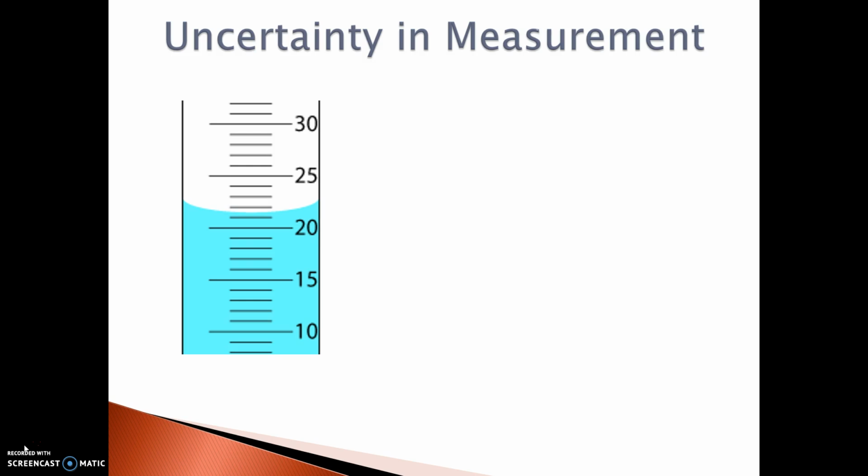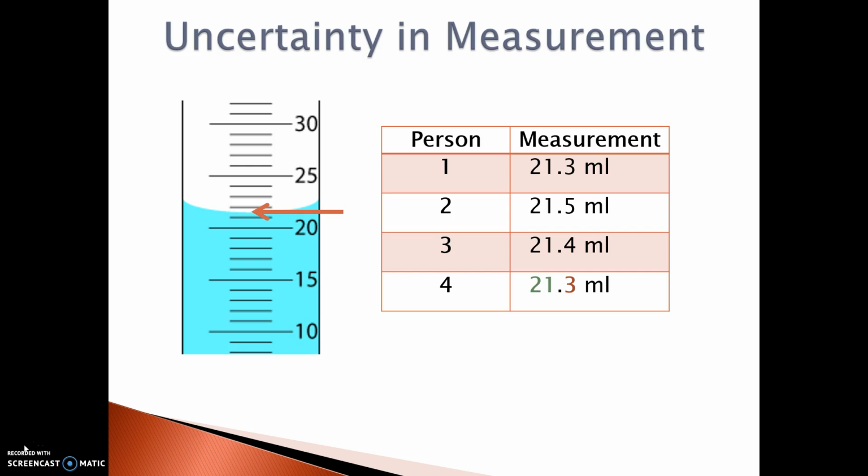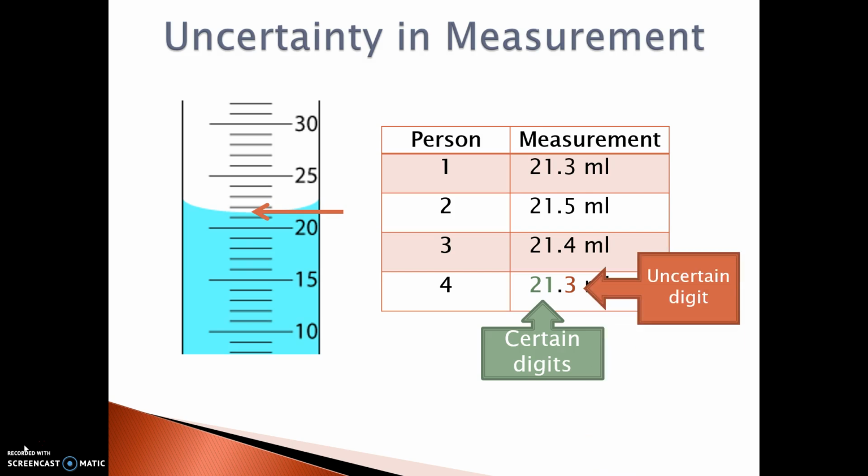Now let's start making some measurements. If we consider the volume of liquid in the graduated cylinder on the screen, you may notice that the meniscus of the liquid occurs at about 21.3 milliliters. Since we had to estimate that last digit, it might be different if another person makes the same measurement. So let's say we had 4 different people measure the volume of this liquid. You can see that the last digit of their measurement varies a little bit, but the first 2 digits remain the same. These digits that remain the same are called the certain digits, and the final digit, which is estimated, is called the uncertain digit.